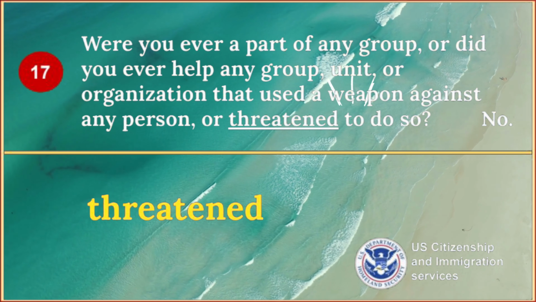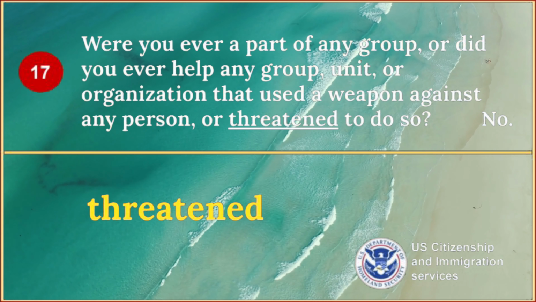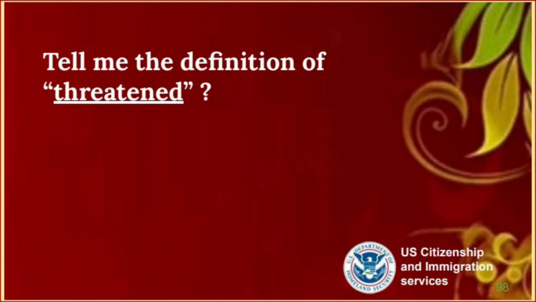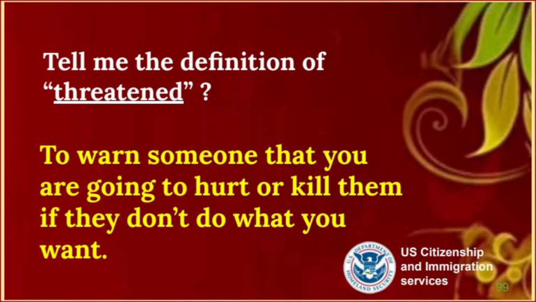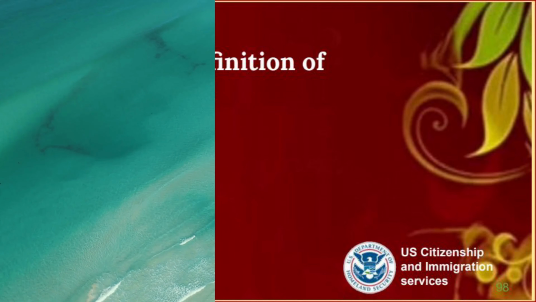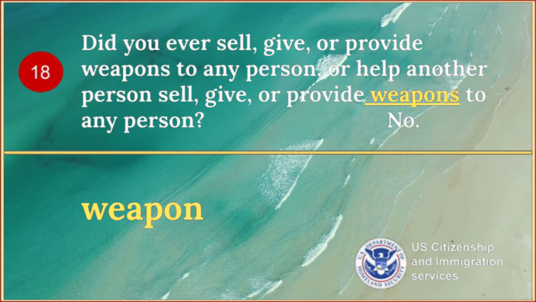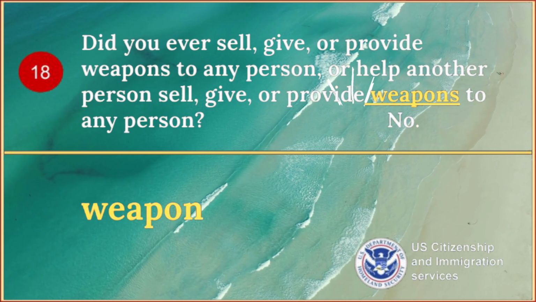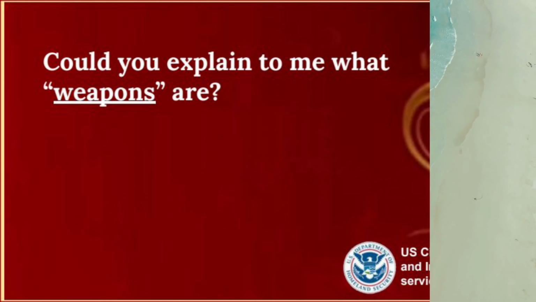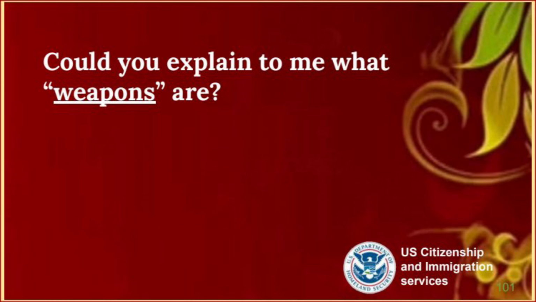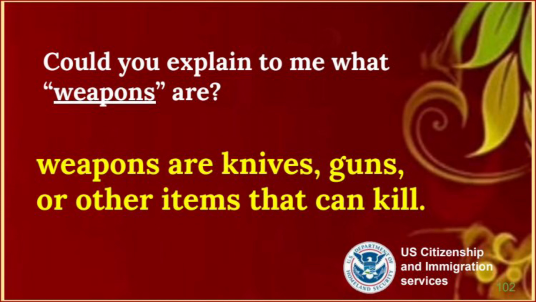Threatened. Tell me the definition of threatened. To warn someone that you are going to hurt or kill them if they don't do what you want. Weapon. Could you explain to me what weapons are? Weapons are knives, guns, or other items that can kill.